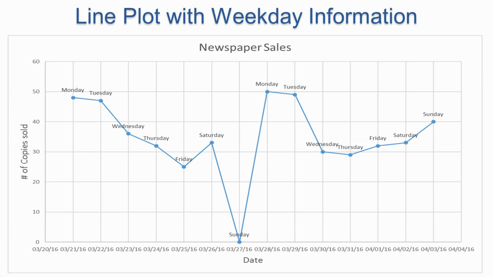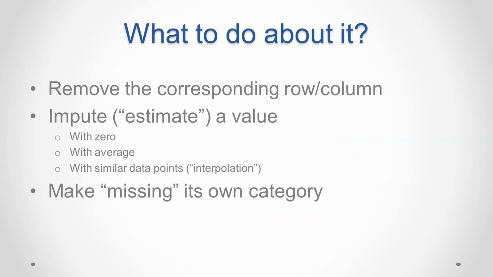Although we have a perfect understanding of what causes the missing value on March 27, we still need to decide on what to do about it. If we include zero sales in our data set, it will certainly distort our sales forecast.